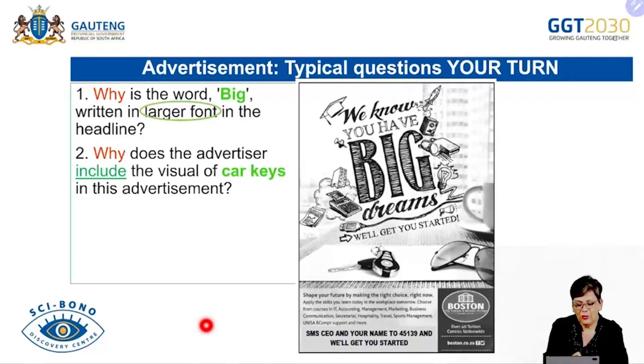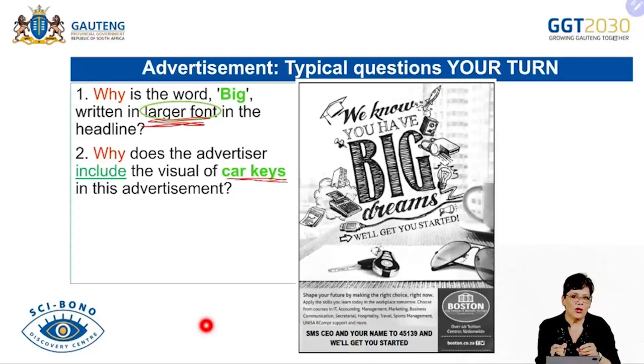I've taken the question words and I've done them in red. And what I'm doing is I'm actually tackling my questions. I'm underlining, what do they want? Why is big in a larger font? So this is where my focus is. Why did they write big in a larger font? Why did they include the car keys? And this is what I would like you to do when you get your question paper and you start doing your questions. Analyze your question.